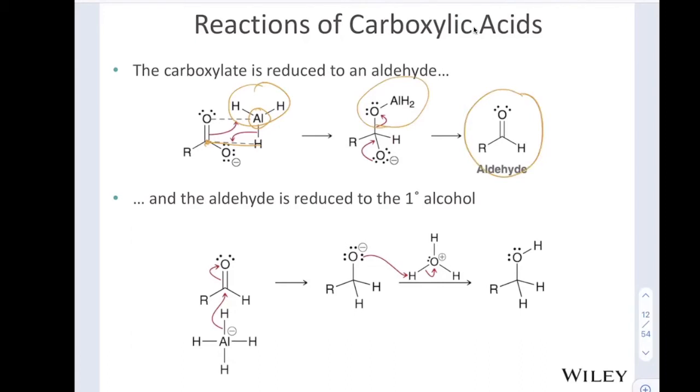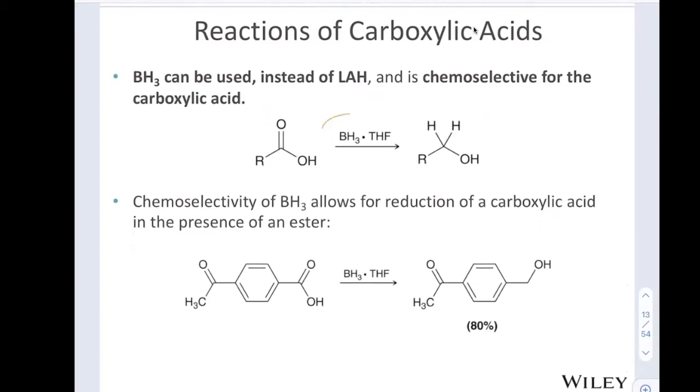In the second step, we take H-, as previously discussed in the aldehyde chapter, because this is an aldehyde, and we reduce that one step further, giving us our primary alcohol. So this is one reaction that carboxylic acids can undergo that does not fall under the nucleophilic acyl substitution, but instead is a form of nucleophilic acyl addition. For the record, we can also use BH3 and THF to accomplish this reduction.